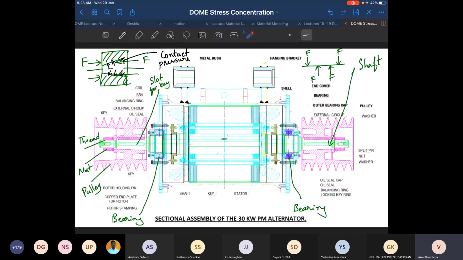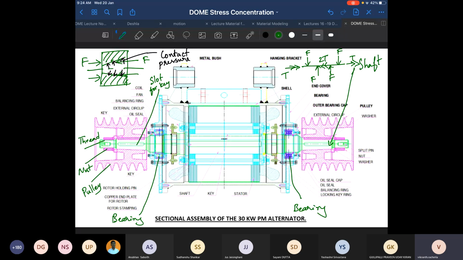So let me represent the torque like this: T and T. Once again, it is an incomplete free body diagram. Where would I get the reaction torque? In the middle section, from the alternator. How much will it be? It will be 2T. Okay, so this is the free body diagram for this particular problem.